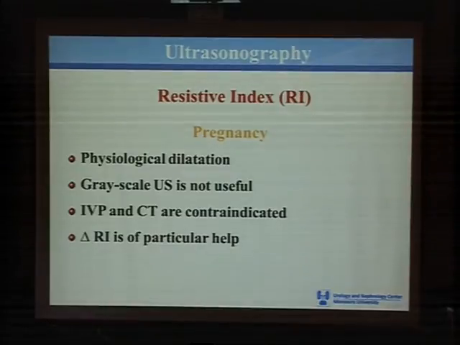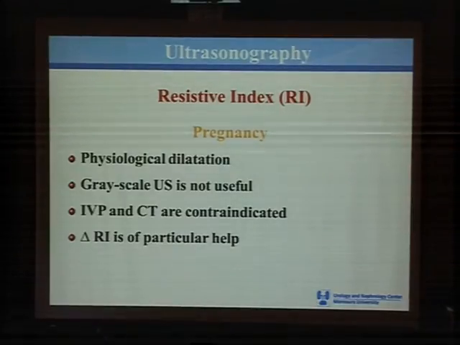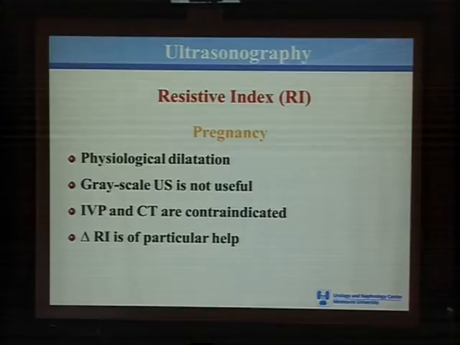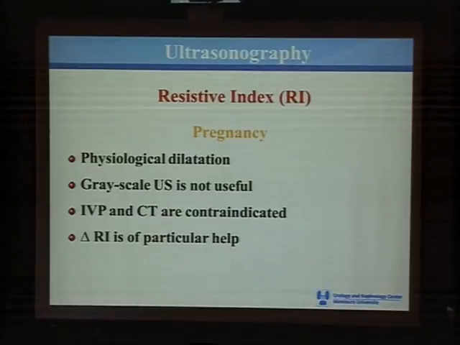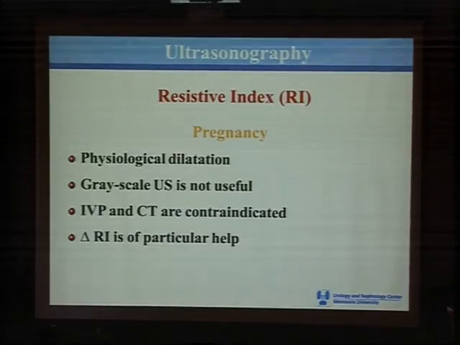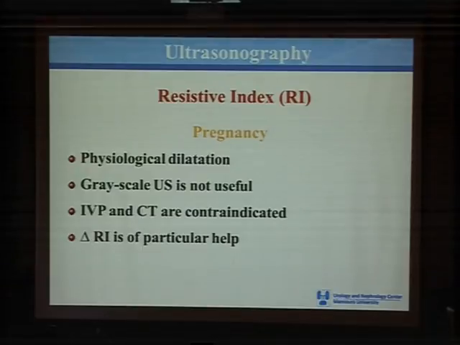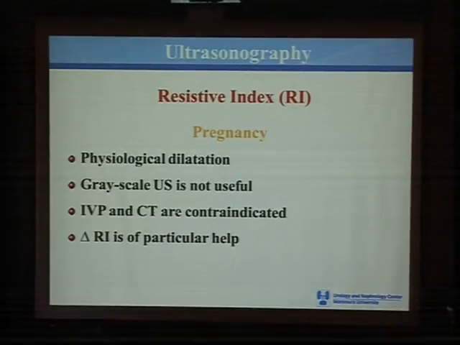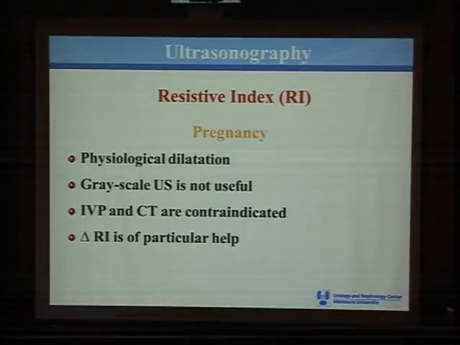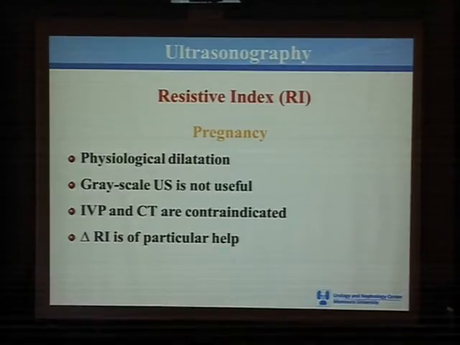There is a physiological dilatation of the pelvicalyceal system due to the hormones of pregnancy. There would be normal dilatation of the pelvicalyceal system. Therefore, grayscale ultrasound with demonstration of dilatation of the pelvicalyceal system is not an accurate approach to diagnose obstruction. Also, IVP and CT are contraindicated. Therefore, delta resistive index is of particular interest.